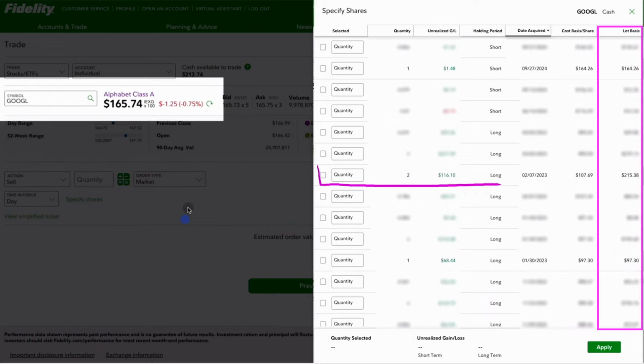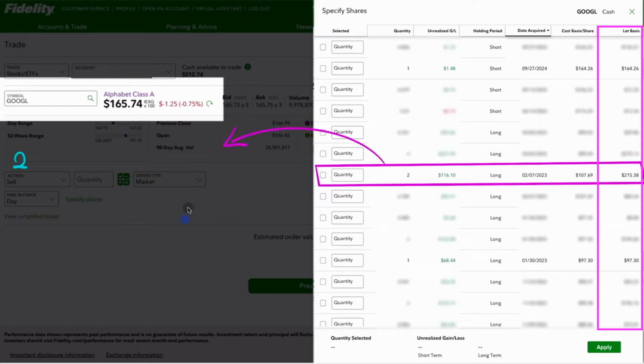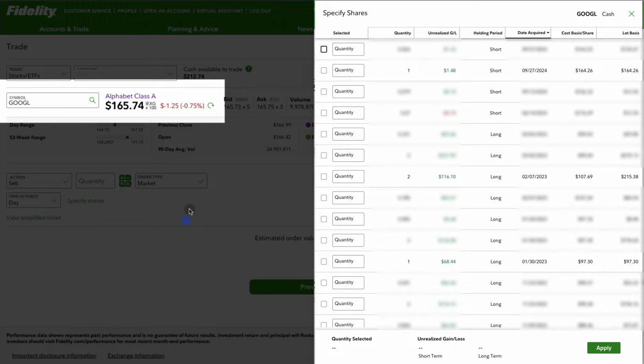Now, what is the lot basis column? How do you read it? It shows the number of shares you bought at that particular time multiplied by the share price. Knowing that, now I can select to sell 3 specific Google shares that I have purchased over time. At the bottom, I can see the total amount of short and long-term gains.